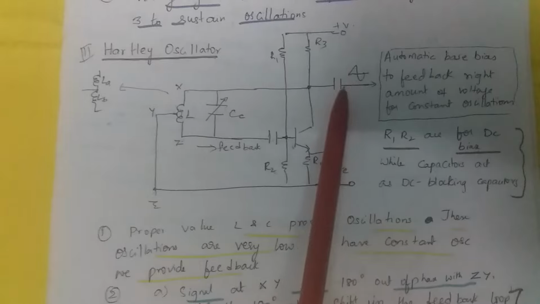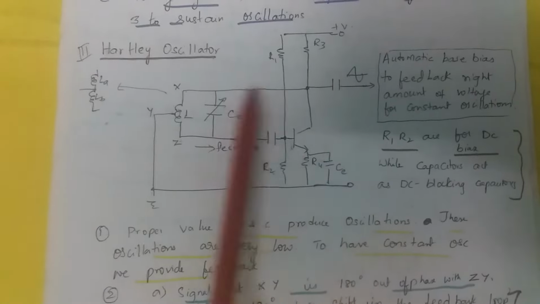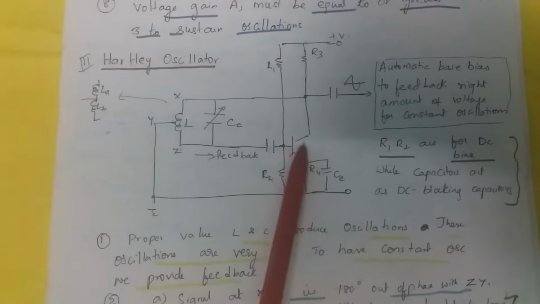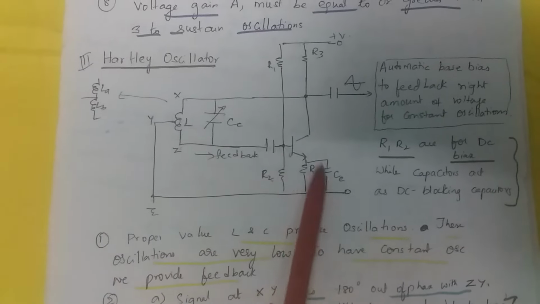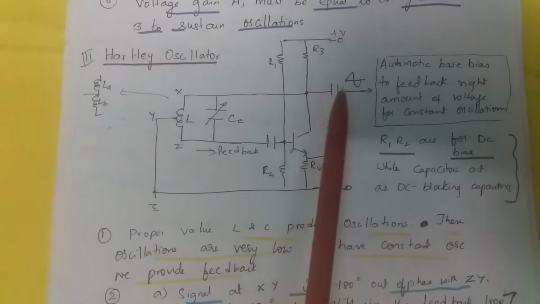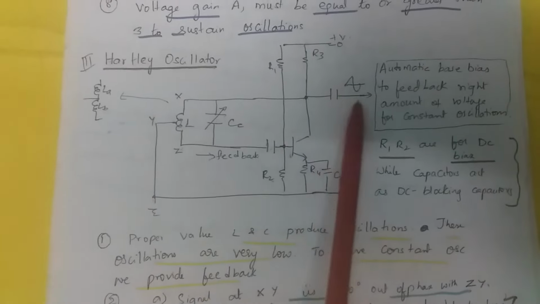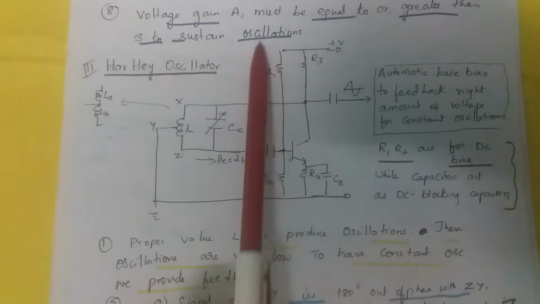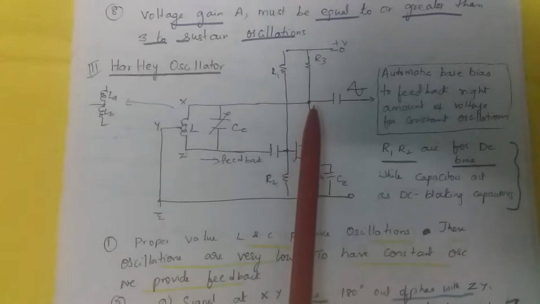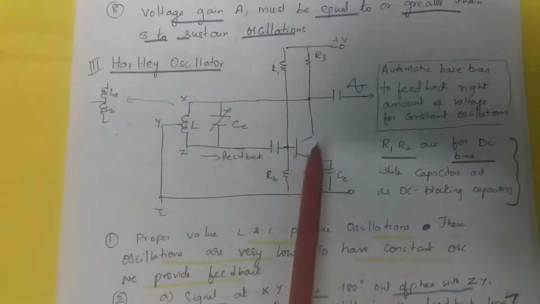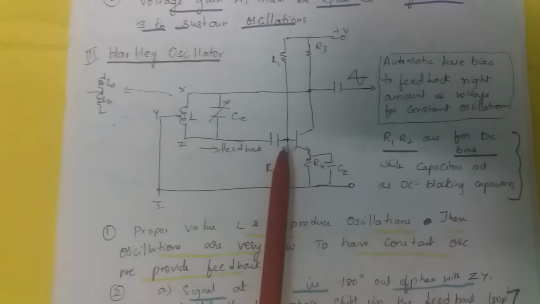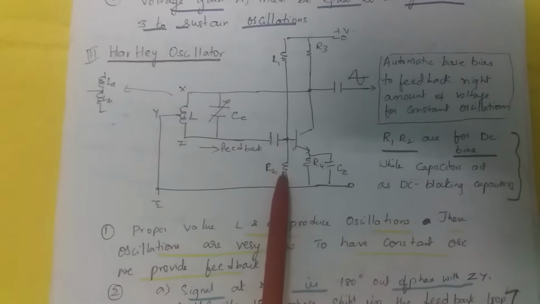And if the amplitude of oscillation decreases, what happens? This appears over at XY, which is seen at R4. Since this reduces, the gain of the amplifier increases, thus regaining the original value of oscillations. This is called automatic base bias, and we are trying to feed back the right amount of oscillations for constant oscillations. R1 and R2 are DC bias resistors.